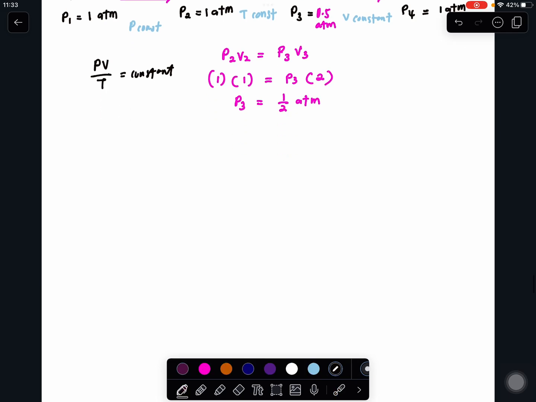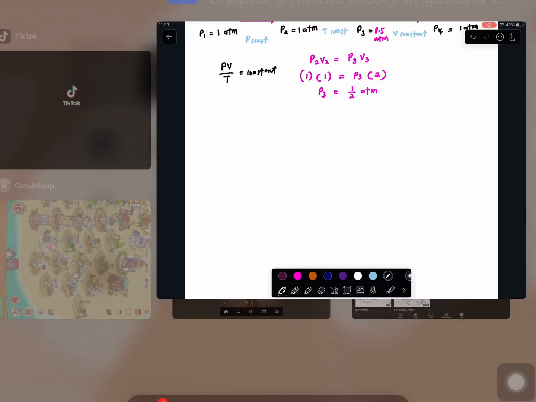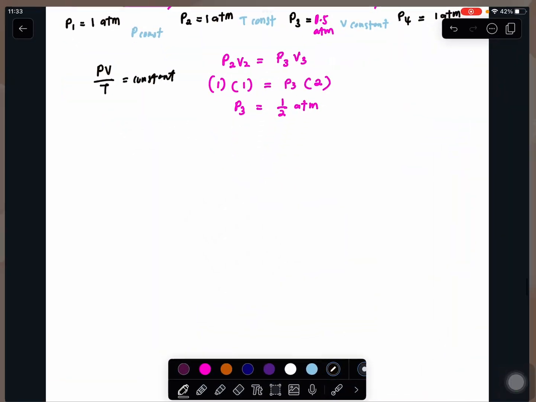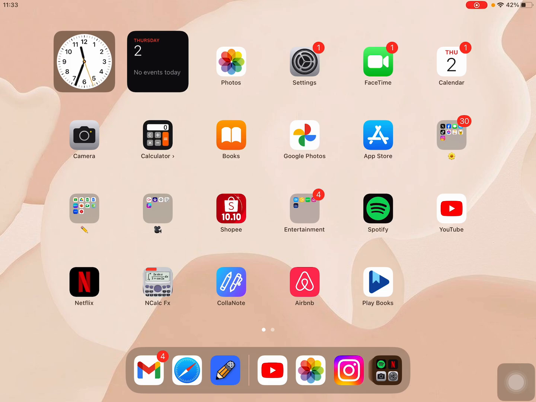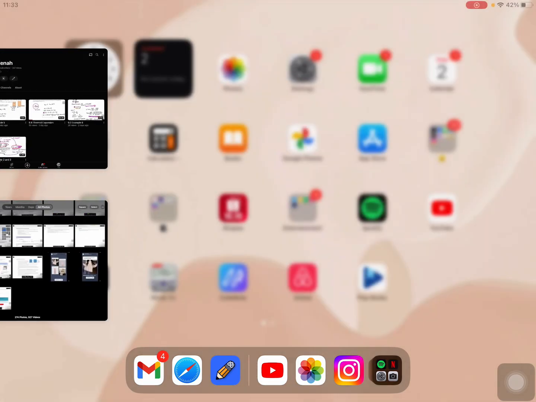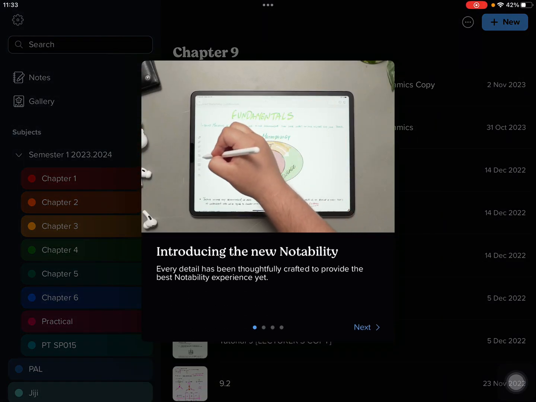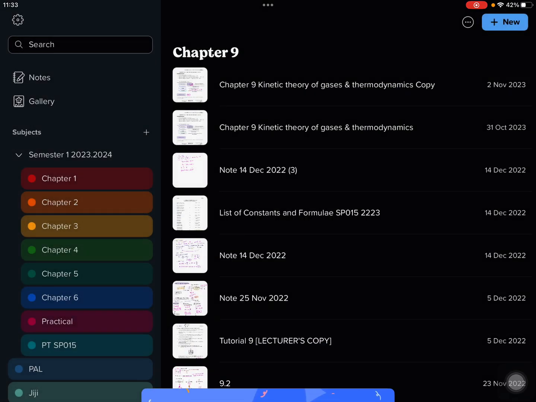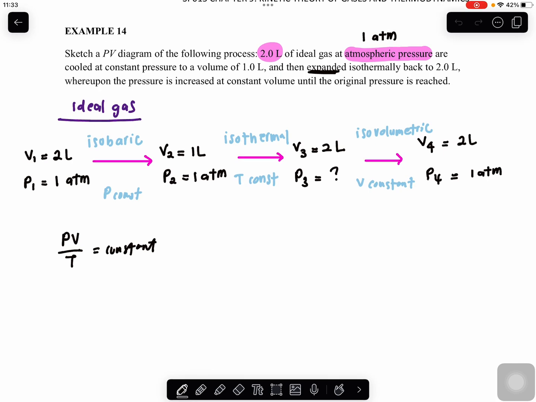So sketch PV graph, lukis label. Oops, why is it not moving? Oh my god. It's not moving. Okay, sorry for that. Okay, so kita continue.